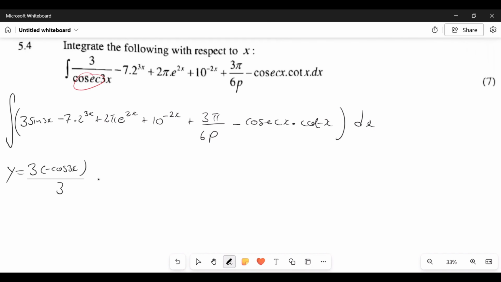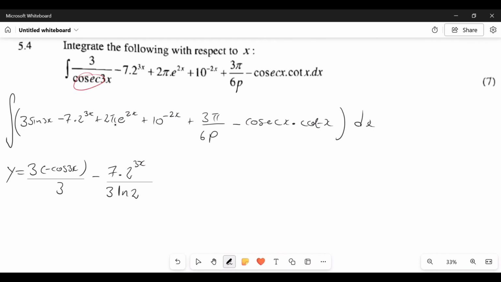Now let's do the second term. We have minus 7 multiplied by 2 to the power 3x. Since x is our exponent, this is the exponential integral, which is 3, and then we say ln, and then our base here is 2. I hope you know how to do this one.